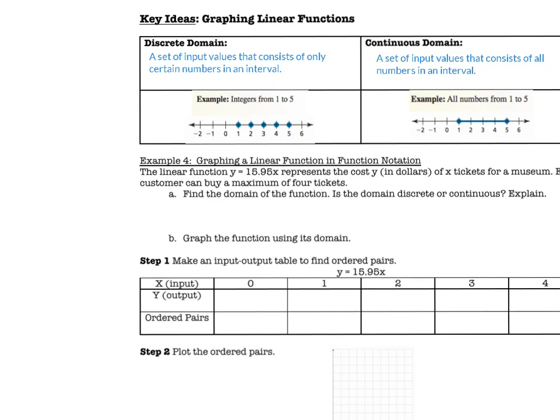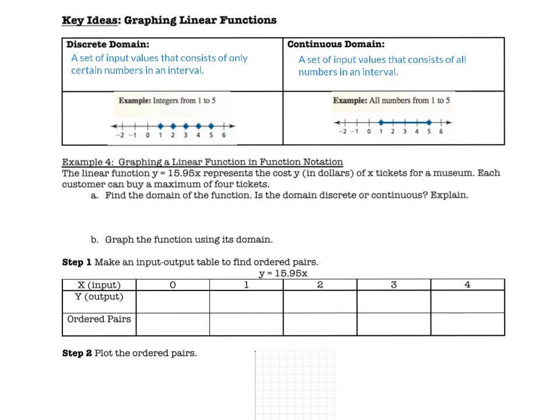Example 4, graphing a linear function in function notation. The linear function y equals 15.95x represents the cost y in dollars of x tickets for a museum. Each customer can buy a maximum of 4 tickets. The first thing we're going to do is find the domain of the function. Is the domain discrete or continuous?